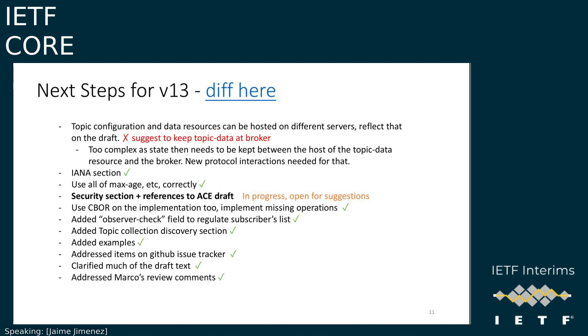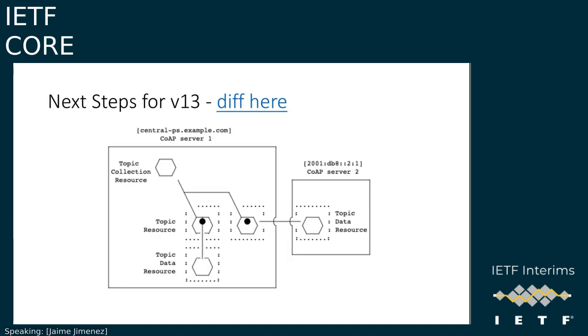The topic configuration and data resources, where should they be hosted? Because the intention before was to have the possibility that a CoAP server is hosting the topic data resource for a topic configuration. So someone will be creating a topic configuration, and during the creation time, it will also send the full URL of where this resource is hosted, which is in a different server, and then subscribers can find it and subscribe to it directly in a distributed fashion. So it wouldn't be hosted at the broker.